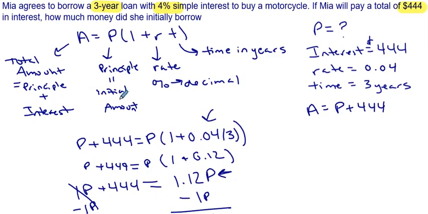And remember, P was the initial amount that I borrowed, because that is my principal. Principal is equal to our initial amount. So the problem asked for how much did you initially borrow. We solved for our principal, which was $3,700. So our initial amount that was borrowed was $3,700.